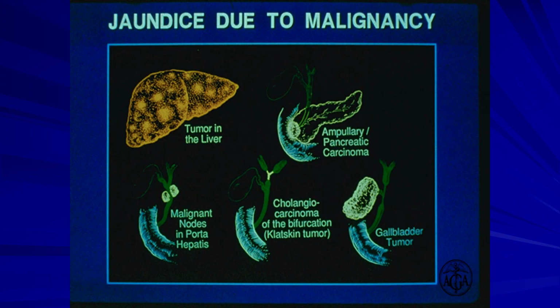Jaundice can also result from tumors involving the liver or the biliary tree. In the case of metastasis to the liver, this is a pattern of infiltrative disease by tumors causing a high alkaline phosphatase, gamma GT, and conjugated bilirubin. The other examples shown in the slide include malignant lymph nodes, cholangiocarcinoma, ampullary cancer, or gallbladder tumor, all ultimately resulting in obstruction of the biliary tree and obstructive cholestasis with high alkaline phosphatase, gamma GT, and conjugated bilirubin.